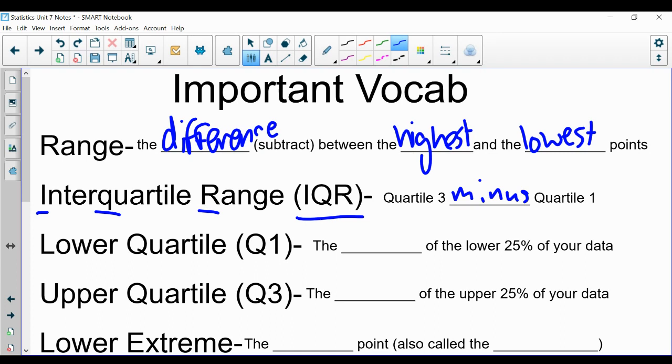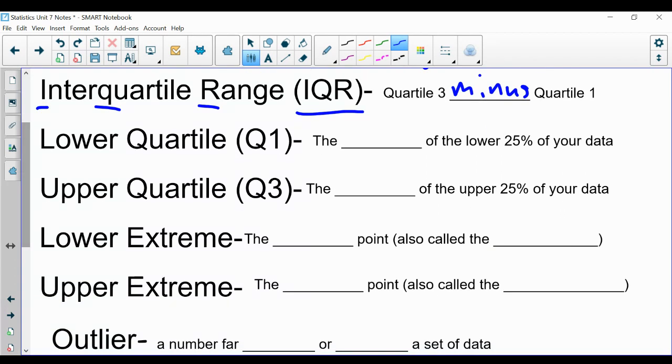Now, your lower quartile, which is also going to be your quartile 1, is going to be the median of the lower 25% of your data. Now think about it. Quartile also sounds like quarter, which is 25 cents, right? And if I made a quarter on a grade, then I would have made a 25. A quarter of something is 25% of something.